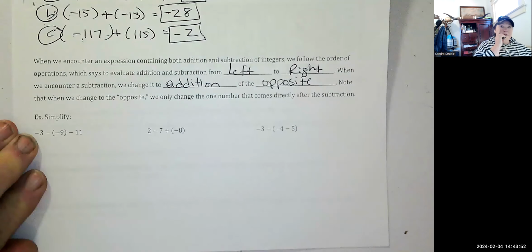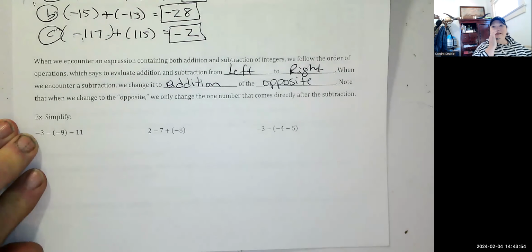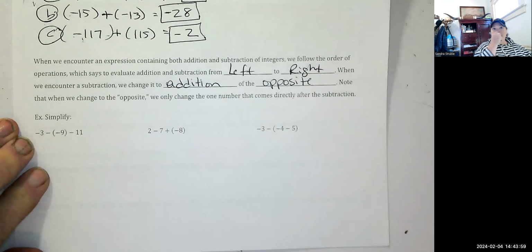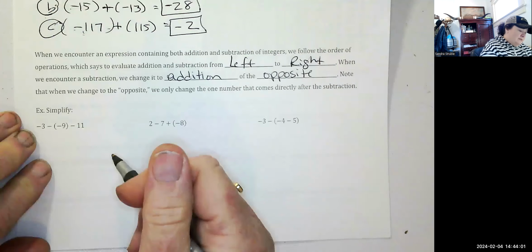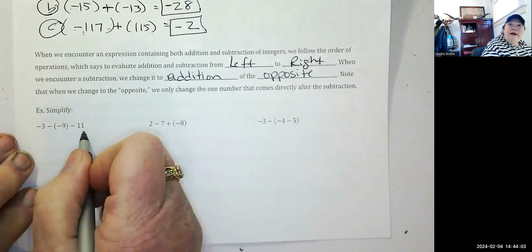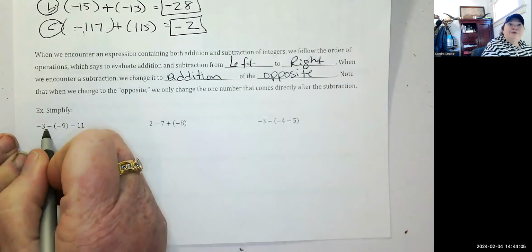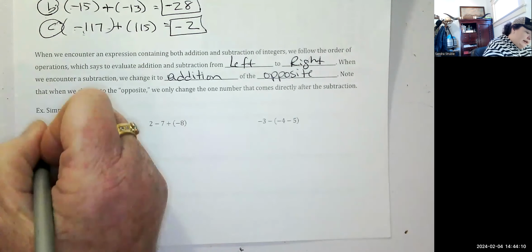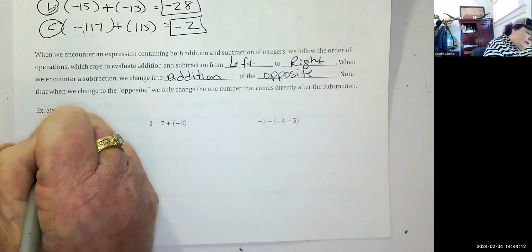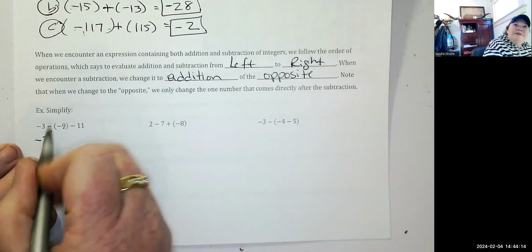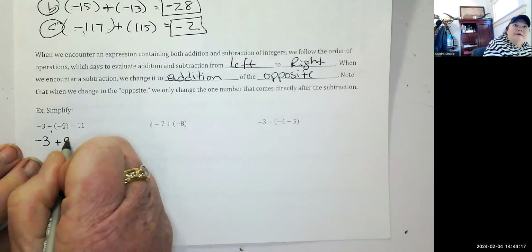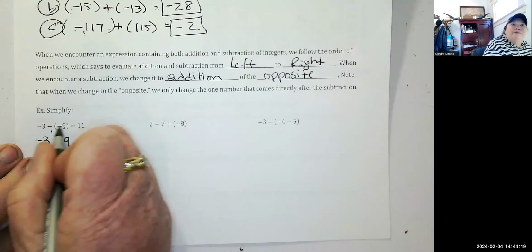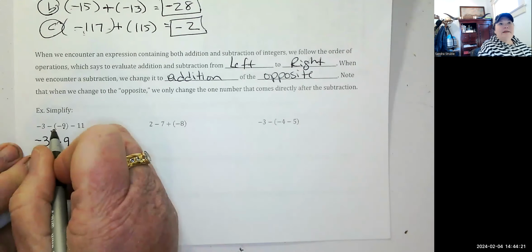All right, note that when we change to the opposite, we only change the one number that comes directly after the subtraction sign. So let's simplify this. Left to right, we need to deal with some things like this guy right here. So we've got negative, I'm just going to rewrite this as negative 3. A negative times a negative is a positive 9 minus 11. When you have a negative right next to itself, it's going to have to turn to a positive like that.